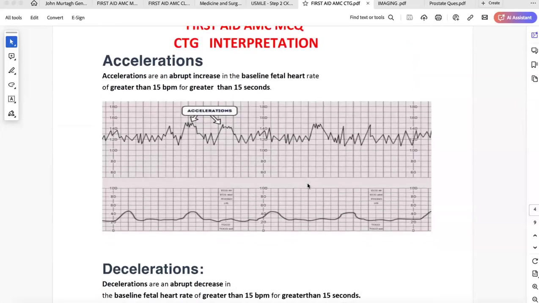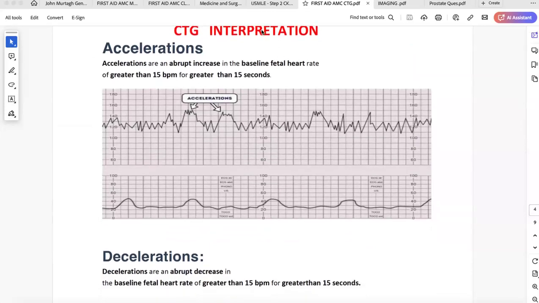The next thing you look at is accelerations. Accelerations and decelerations are important. Accelerations are normal. A normal CTG will have a little bit of accelerations from time to time. So if we look over here, accelerations are an abrupt increase in the baseline fetal heart rate greater than 15 beats per minute and lasting for at least 15 seconds. So acceleration is a sudden, abrupt increase of fetal heart rate.